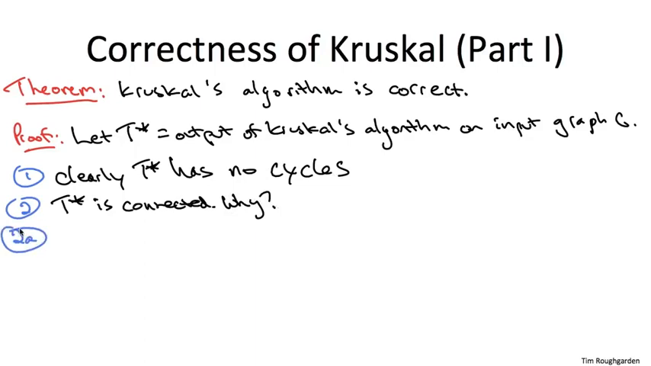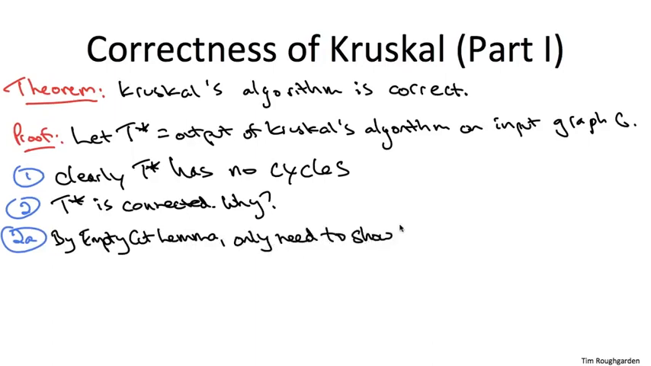To argue the output is connected, we're going to have 2 subparts of the proof. The first thing I want you to do is recall what we call the empty cut lemma. This was a way of talking about when a graph is disconnected, or equivalently when a graph is connected. You'll recall that a graph is connected if and only if, for every cut, there's at least one crossing edge. So to prove this second step, that T* is connected, we just have to prove that for every single cut, it has at least one edge crossing that cut. So that's what we're going to show.